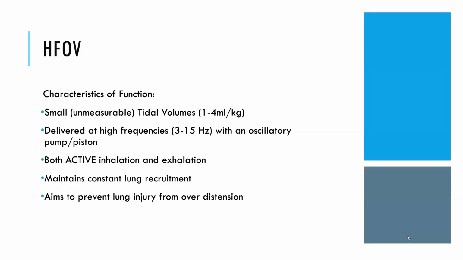How does the oscillator work? Super tiny tidal volumes, 1 to 4 mL per kilogram, but they're not measurable, delivered at very, very high frequencies. It uses an oscillatory pump. The oscillator works with both active inhalation and exhalation. The oscillator tubing is going to push that breath into those babies and actively pull that breath out. We'll talk about that a little more with the jet, why that's different and important or not important.